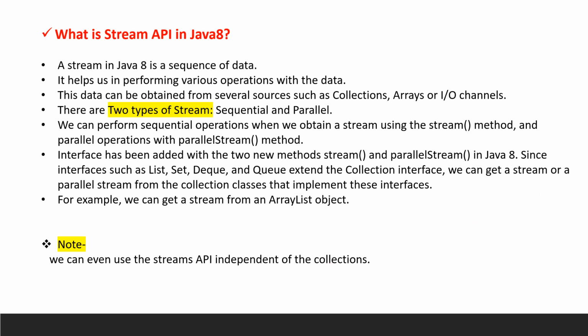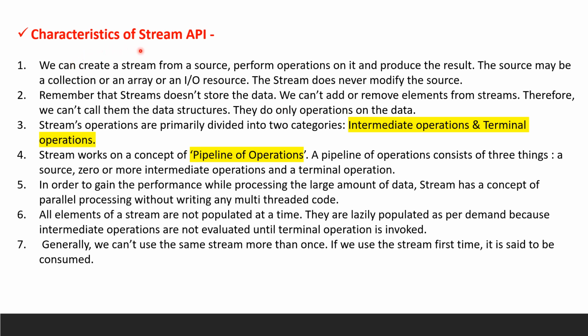Going to the next, characteristics of stream API. We'll see what are the main characteristics of this stream API. We can create a stream from a source, perform operations on it, and produce the result. Whatever data we have, from whatever source it is, either a collection or an array, we can create a stream on that, perform the required operation on that, and produce the result.